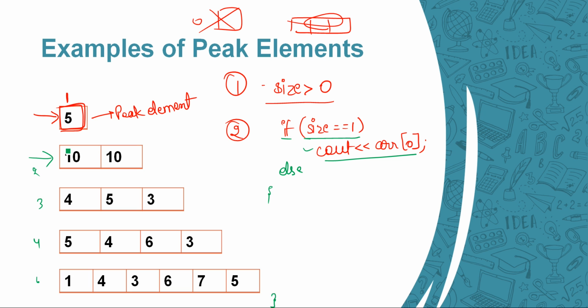We need to check the leftmost element, and this leftmost element will have only one neighbor, right? For this array, the leftmost element has neighbor 10. For this array, it is the leftmost element and it has neighbor 5. For this array, this is the leftmost element, it has neighbor 4. So we are going to consider the leftmost element first.